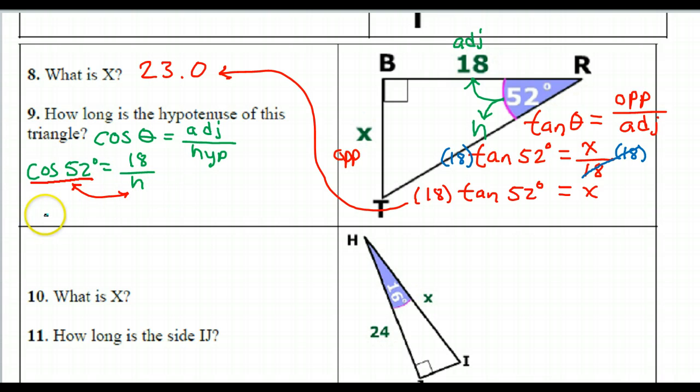If I do that, then this is going to become h equals 18 over cosine 52. This is the hypotenuse. The hypotenuse equals 18 over cosine 52. So that's the quickest thing to do. Anytime the variable is in the denominator, you're going to want to make this swap. It's legal.